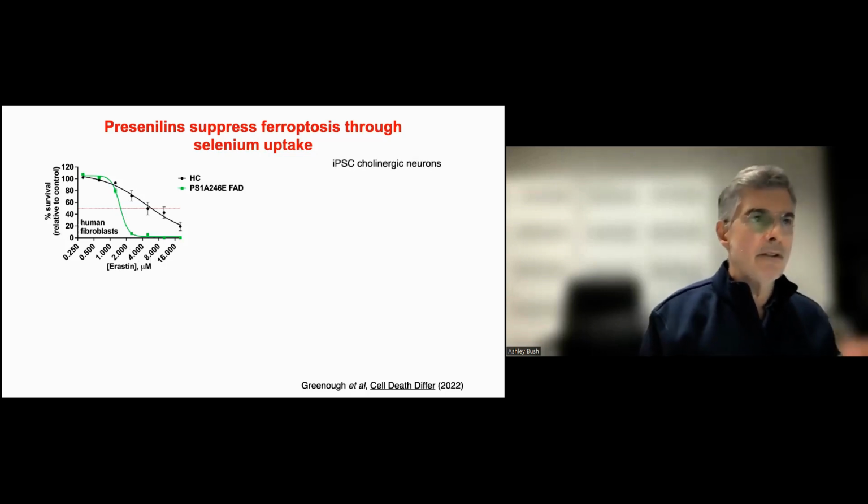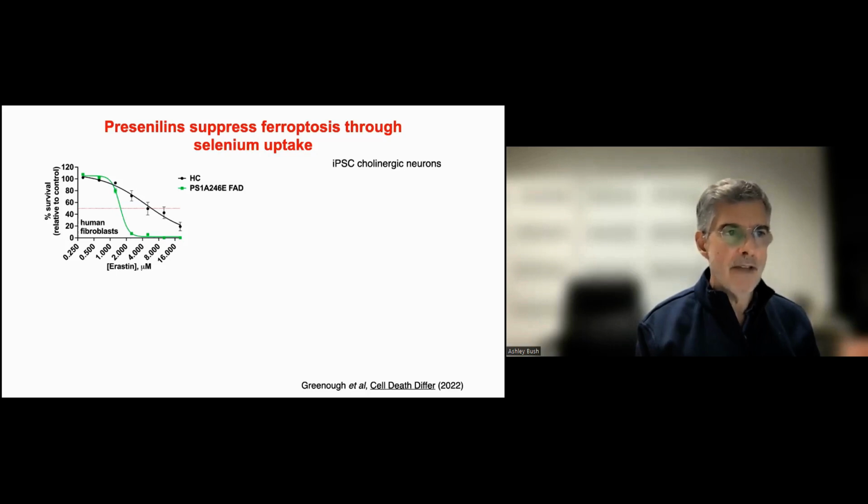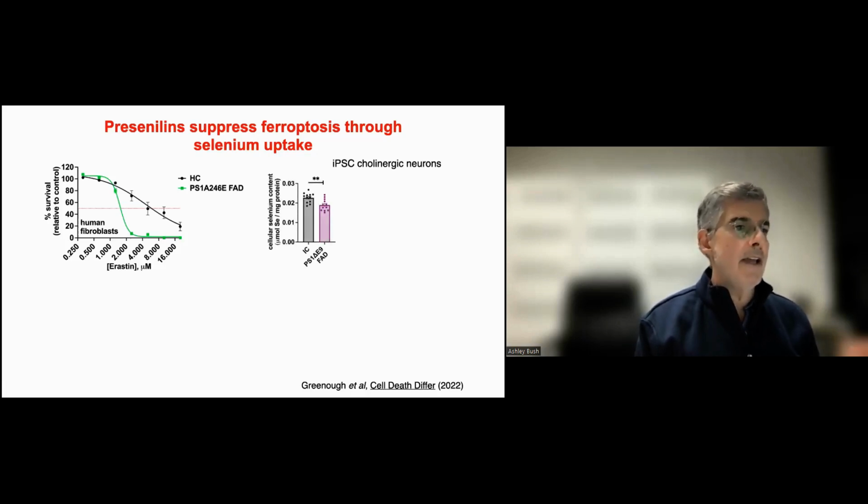We wanted to do kill curves on iPSC cholinergic neurons that are derived from familial cases, but it was not feasible because of the need for high concentrations of antioxidants in the cell cultures in order to generate the cholinergic neurons. But we could measure the selenium levels within the cells. And selenium levels were significantly decreased in presenilin mutant familial Alzheimer's disease neurons.